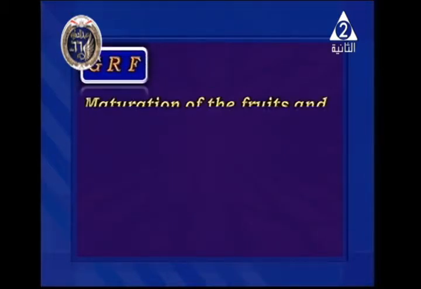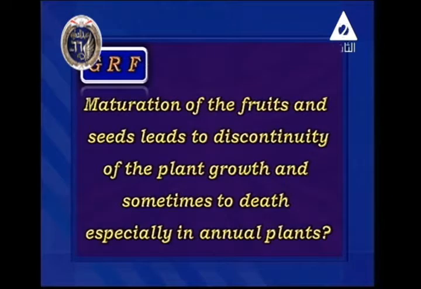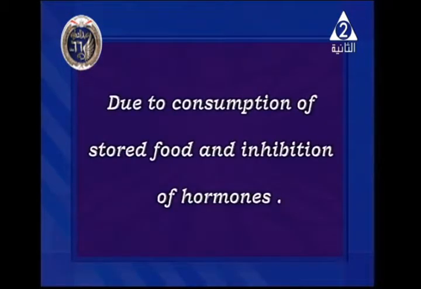We have a question here for you. Maturation of the fruits and seeds leads to discontinuity of the plant growth and sometimes to death, especially in annual plants. I mean the plants that we plant every year. Annuals mean every year. Due to what? The consumption of the stored food and inhibition of hormones. I mean they don't work anymore.